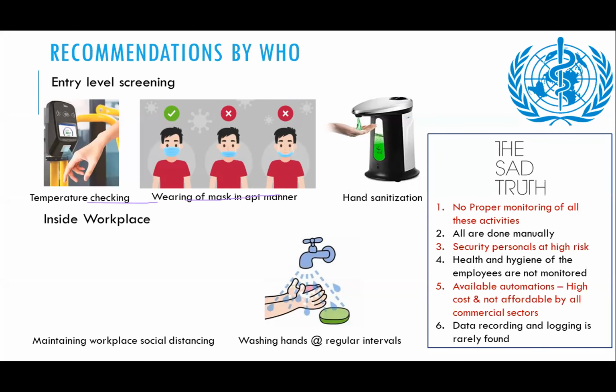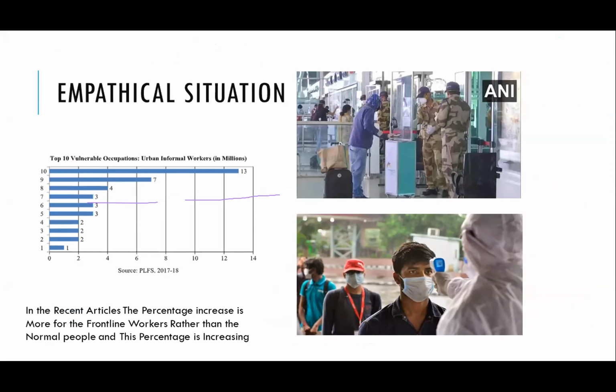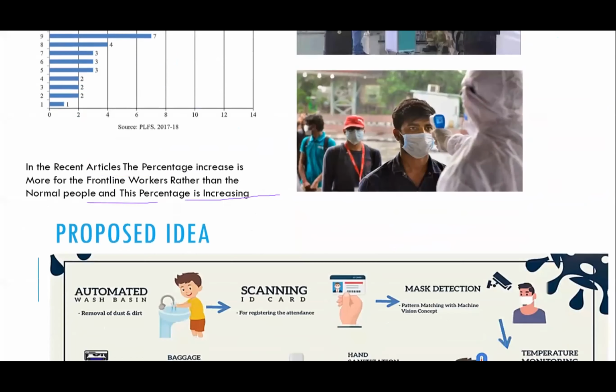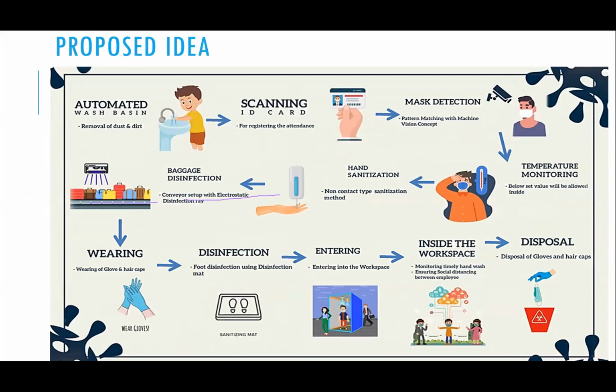So this was an emergency situation where all the security personnel are at risk, and there are many manual errors. So what are the things we could deal with? This is the idea we have proposed: an automated wash bin, scanning the ID card, mask detection, temperature monitoring, hand sanitization, baggage disinfection, and entering inside the workplace. From the start till the end, whatever chances we could take, we have ideated.